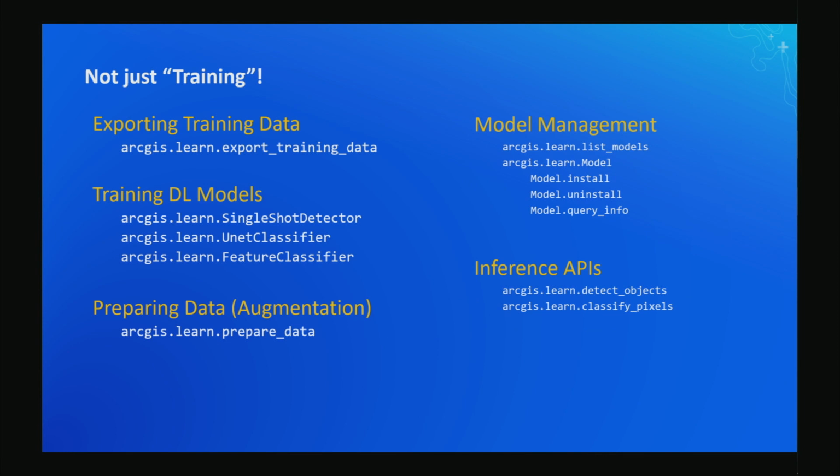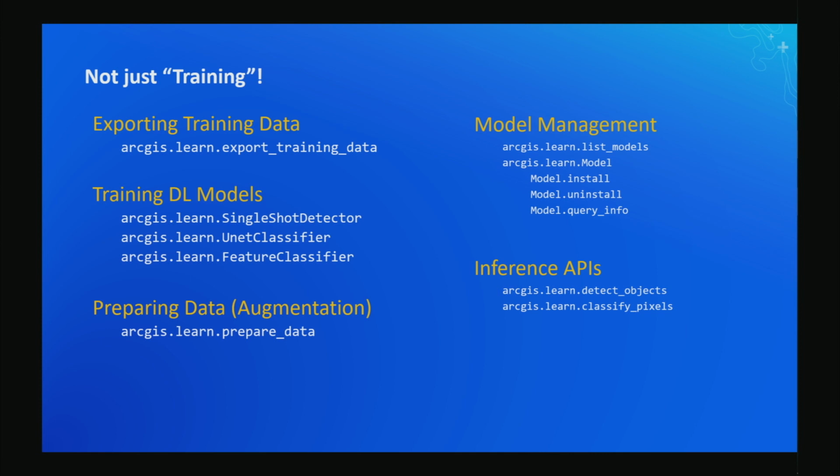And it's not just about training. It starts from exporting your training data to training the different types of deep learning models. You might want to do pixel classification. You might want to do object detection. Or you might just simply want to do image classification, in which you want to differentiate between burnt houses and houses that are not damaged after a fire. That's the USAA demo that you saw at the plenary. That was done using ArcGIS Learn.